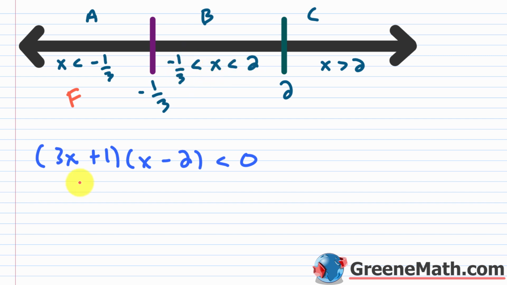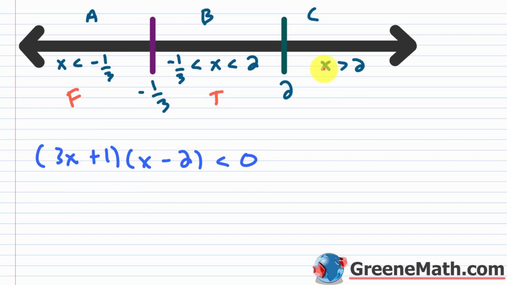Let's just use +1. So plug in a 1 there and a 1 there. 1 minus 2 is -1, so this is going to be negative. And then here, 3 times 1 is 3, and 3 plus 1 would be 4, so this would be positive. Positive times negative would give you a negative. So yes, this would be less than 0. So we want to say that this would be true here.